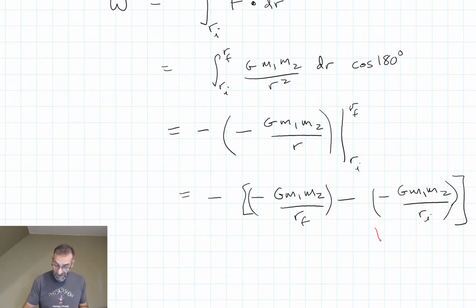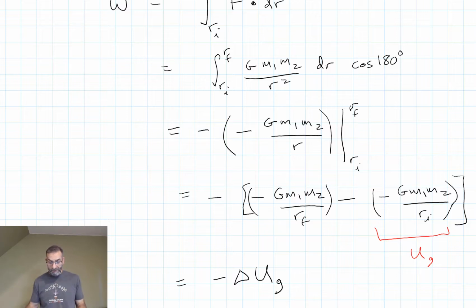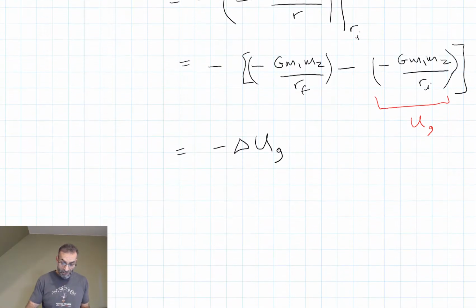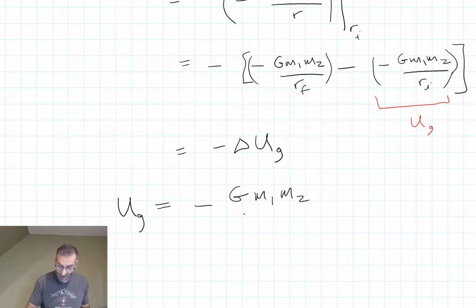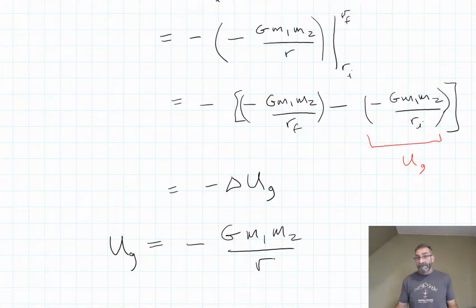And we say, let's let this be U sub g, our gravitational potential energy. And we get the work done is minus the change in gravitational potential energy. So for our universal case, when the force of gravity can change, we get gravitational potential energy is negative G m1 m2 over r. Let's take a look and see why that makes sense.